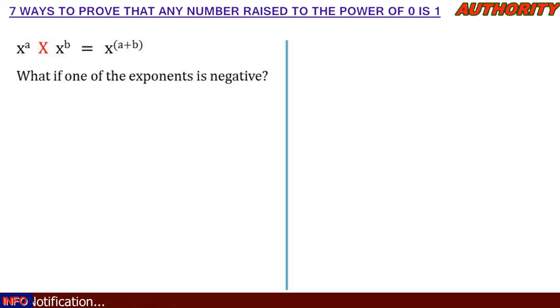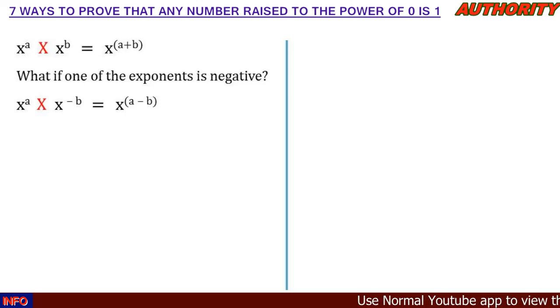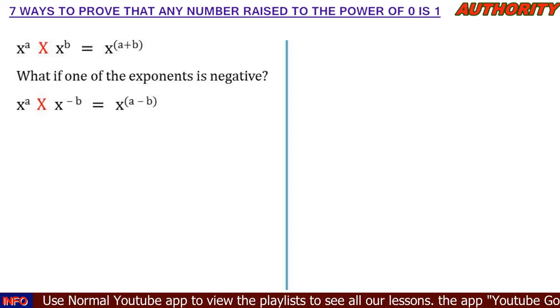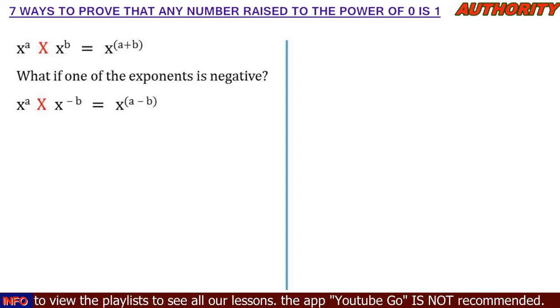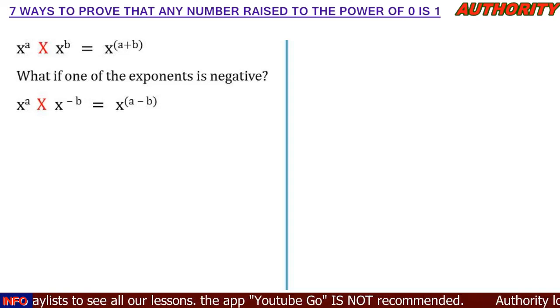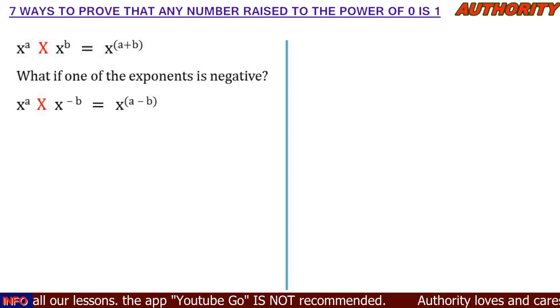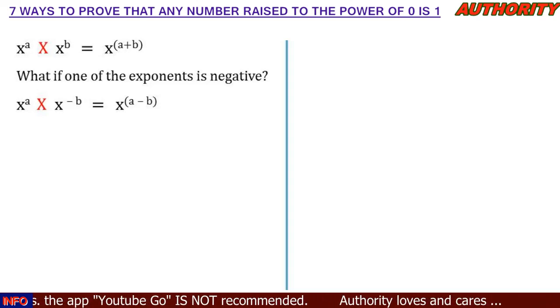Now, what if one of these exponents is negative? For instance, we have x raised to power a times x raised to power minus b. Let's say b is negative. That means we have raised to power minus b. So what is it going to give us? We're going to have x raised to power a minus b. Is that true? Yes.